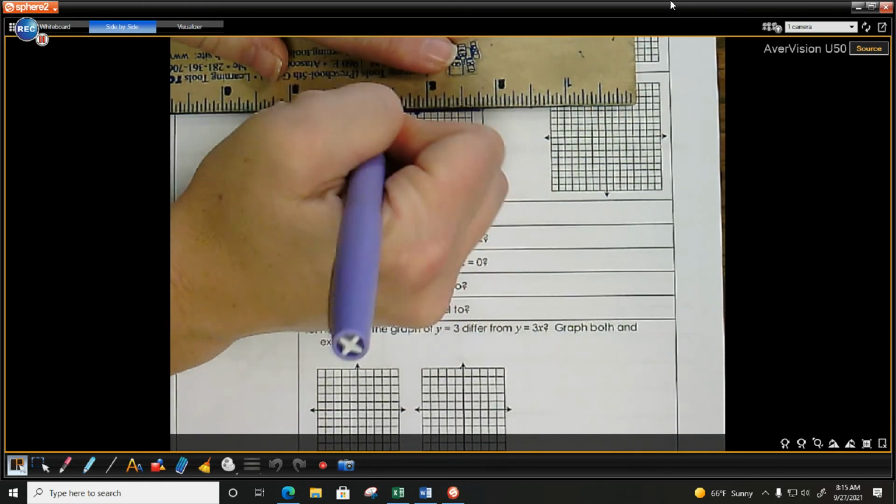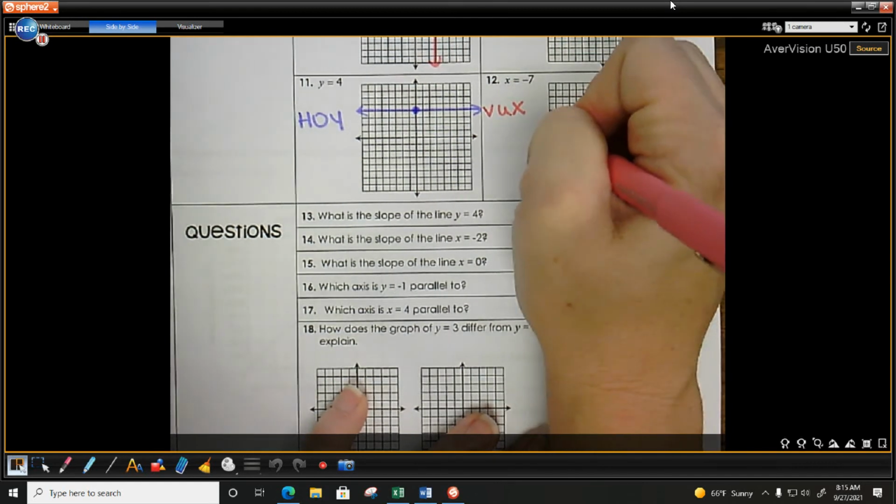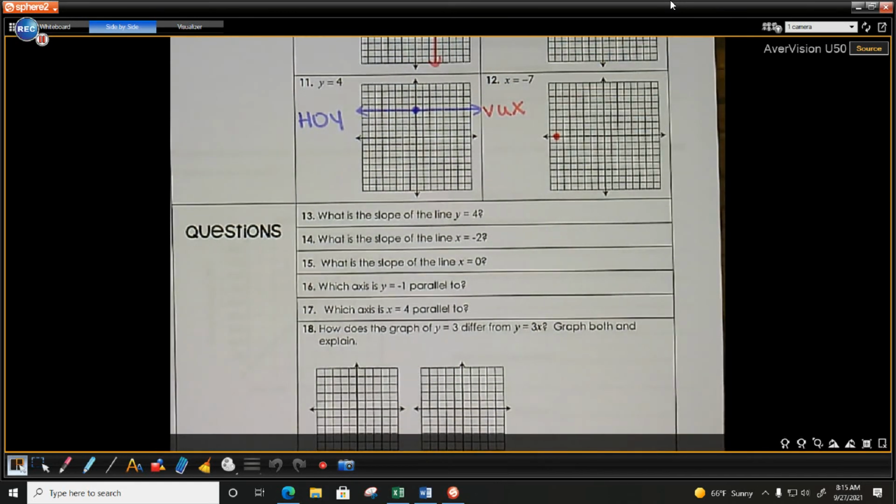Is number 12 a Hoy or a Vux, Marissa? A Vux. So I'm going to go on my x-axis to -7. Put a dot. What kind of line am I then going to draw through that point, Marissa? Vertical line. Great job.